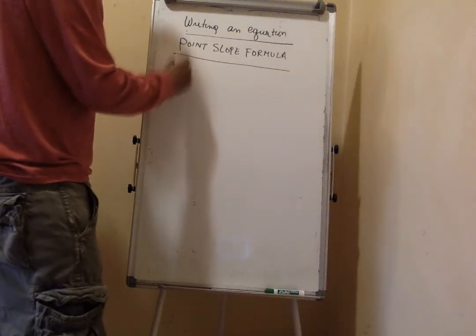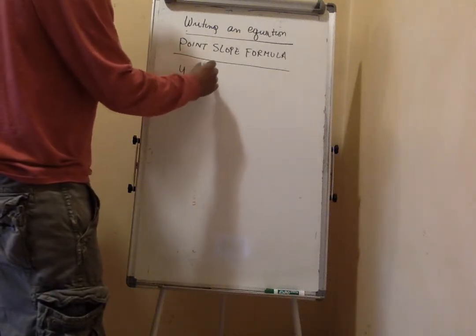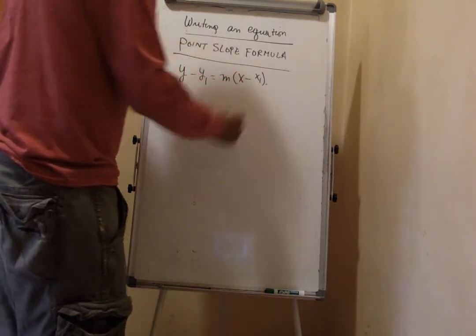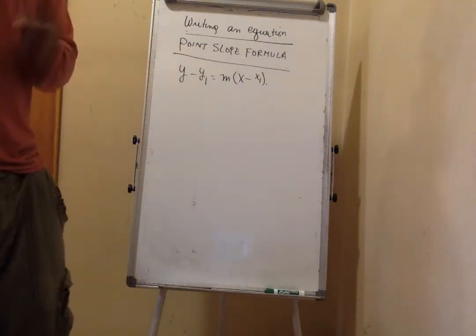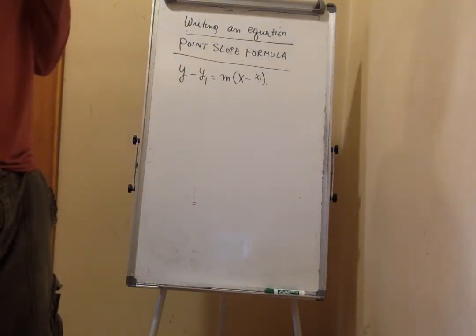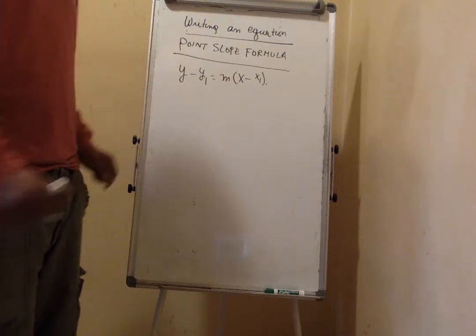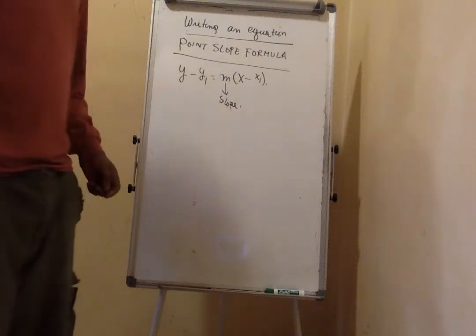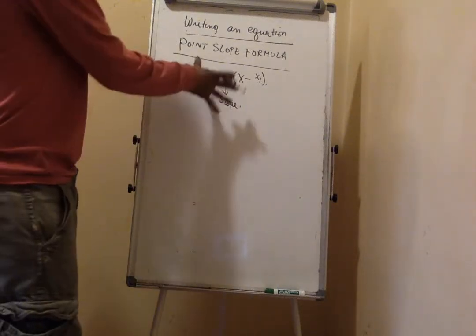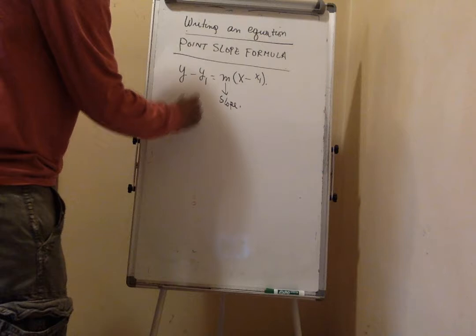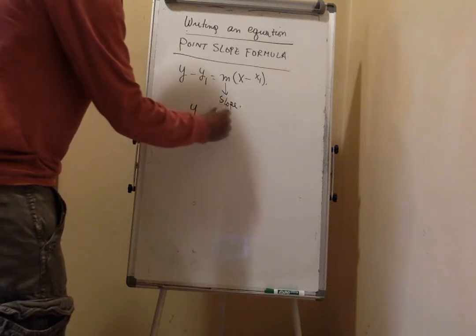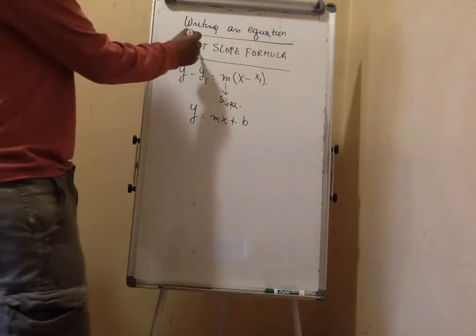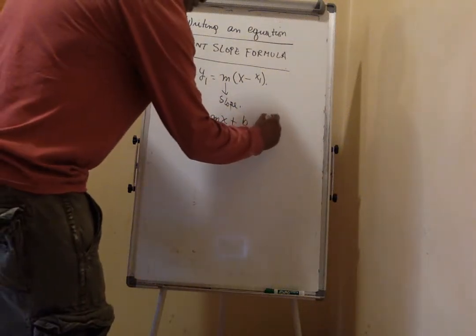The point slope formula is y minus y1 is equal to m times x minus x1. Mind you, the y1 and the x1 are constant numbers, I mean ordered pairs. The m is the slope. And then once we do that, we can actually write the equation in this form. This is what we call the slope intercept. This is the point slope. This is the slope intercept form.